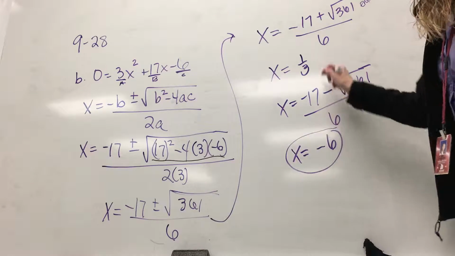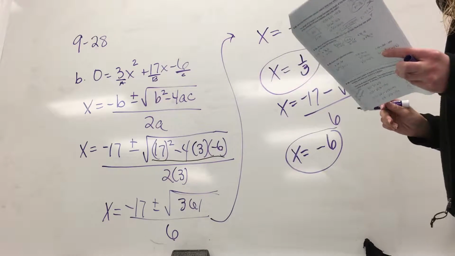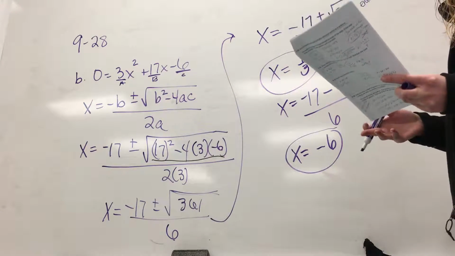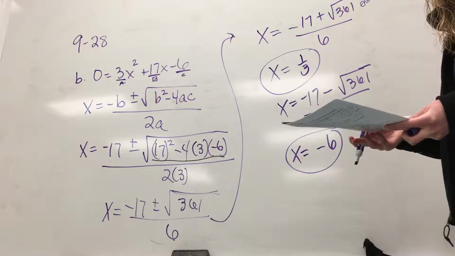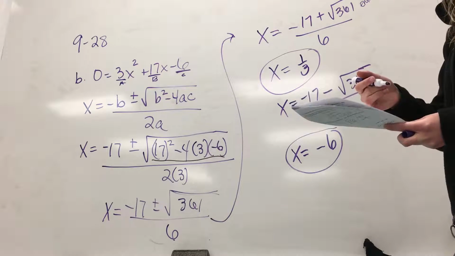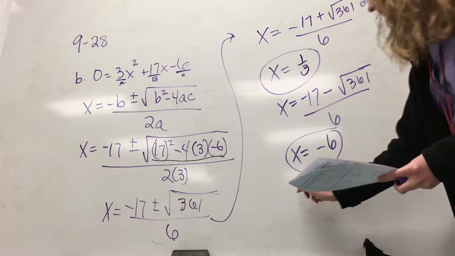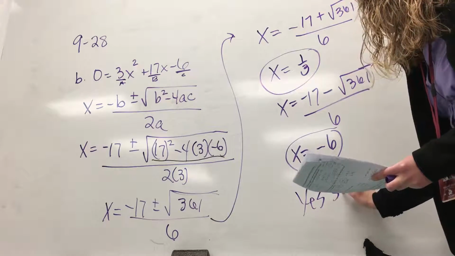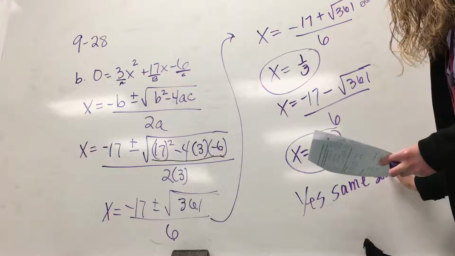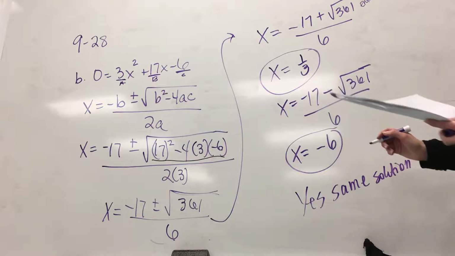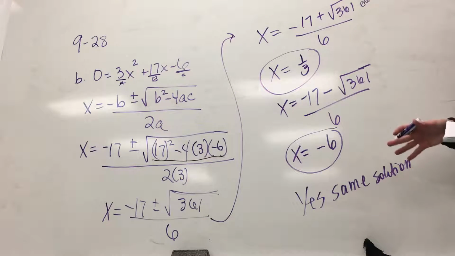So here's your 2 solutions. And the question is, do you get the same answer as if you were to factor it, which you did in the previous question? So the answer is yes, I get the same solution. Same solution as if you were to factor with the box and diamond, you'd get the same exact answer.